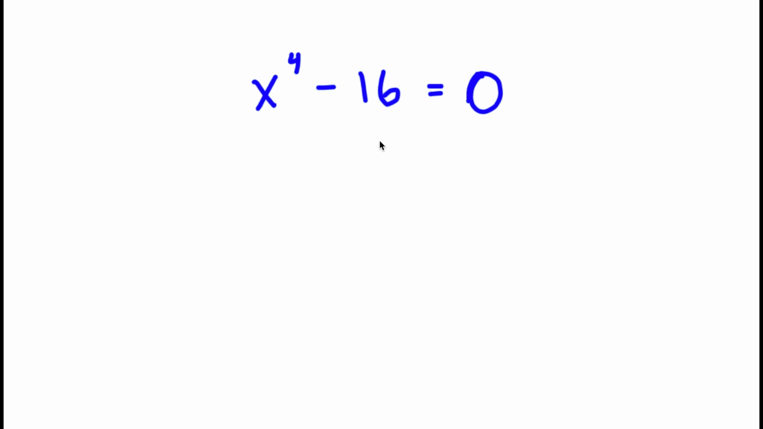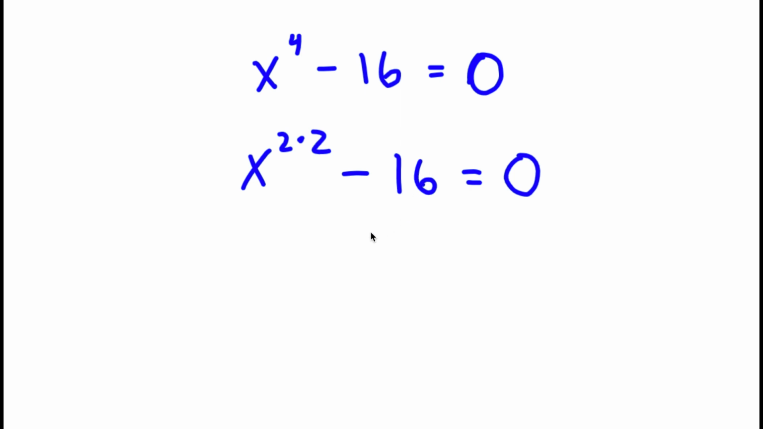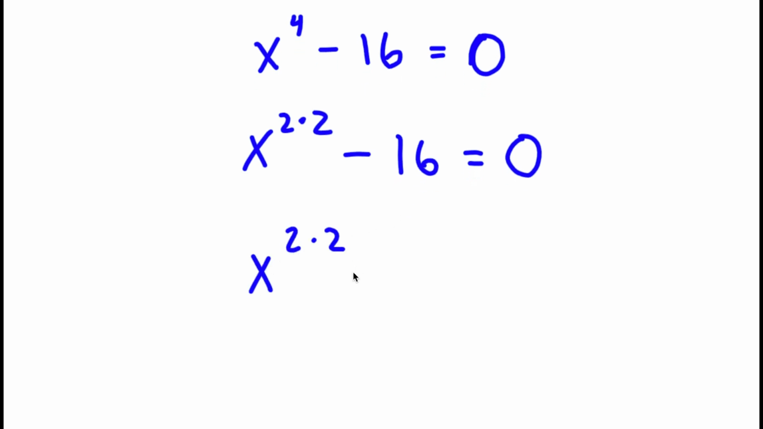Alright, so in this problem, I have x to the power of 4 minus 16 is equal to 0. So to solve this, I'm going to first rewrite x to the power of 4 as x to the power of 2 times 2. So now I have x to the power of 2 times 2 minus 16 is equal to 0. Now 16 I can rewrite as 4 to the power of 2. So now I have x to the power of 2 times 2 minus 4 to the power of 2 is equal to 0.